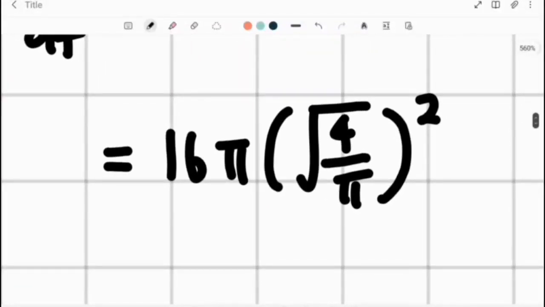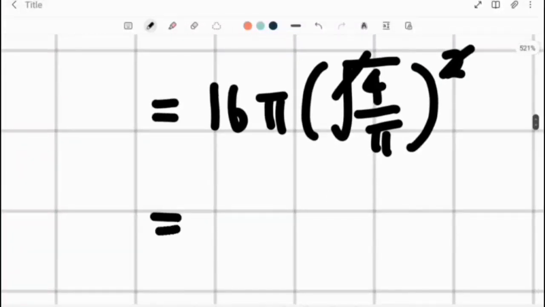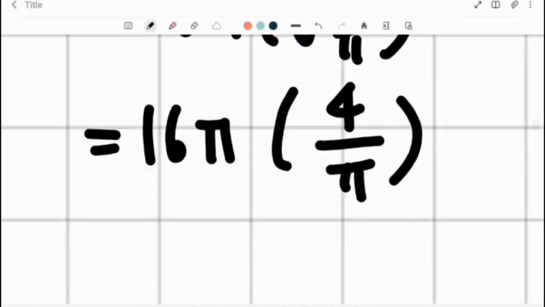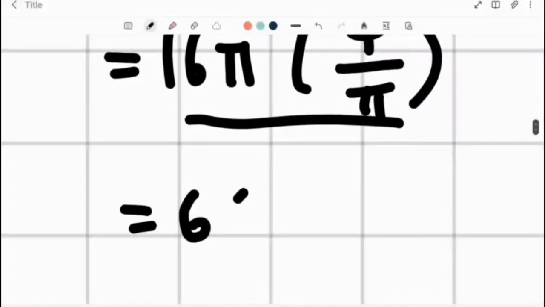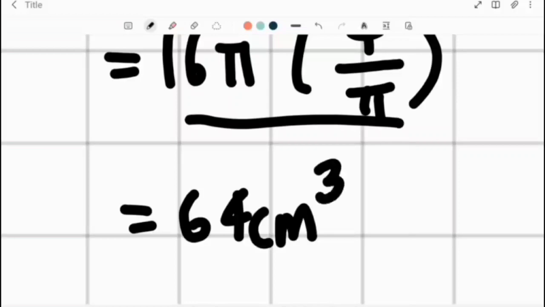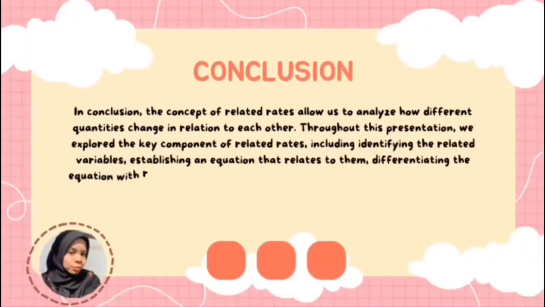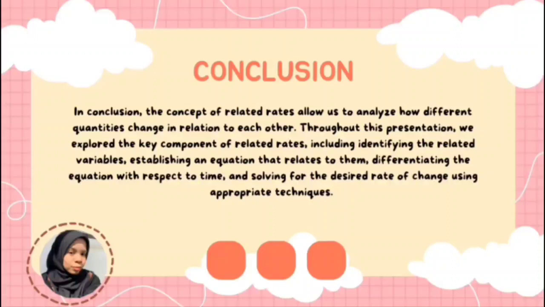So we can cancel out the square and the square root. So we get here 16 pi times 4 over pi. We times up all this, we get 64 cm cubed per second. So that's the answer.